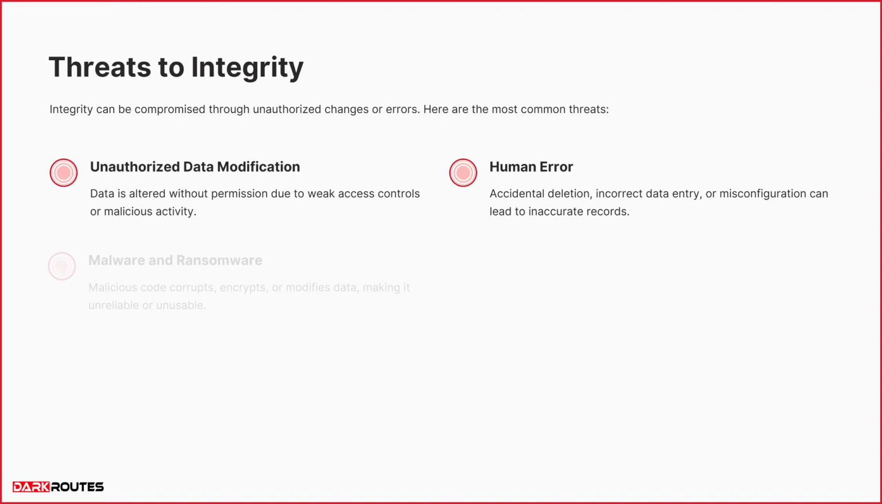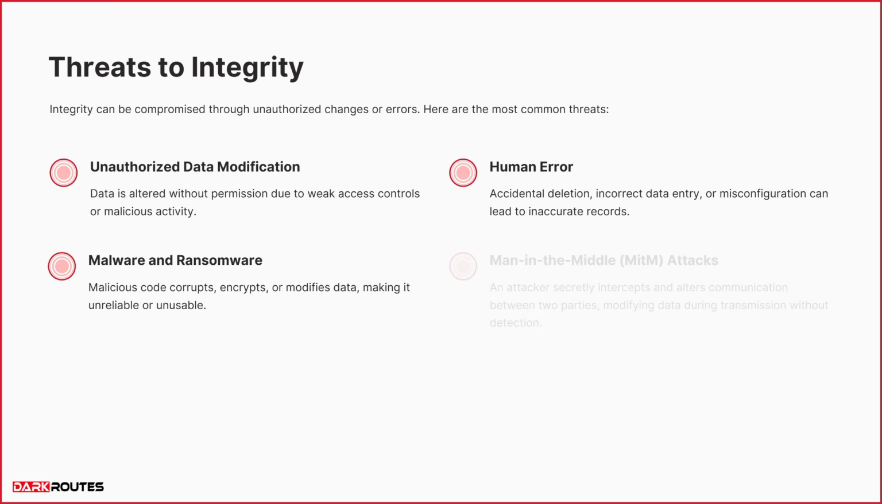Next, we have malware and ransomware. Malware, as you know, can modify, encrypt, or corrupt the data. And ransomware, on the other hand, takes all your original data and replaces it with an encrypted version so that you cannot use it anymore, effectively destroying the data integrity. Even if you recover the files, you can't be sure that they are the same as before.